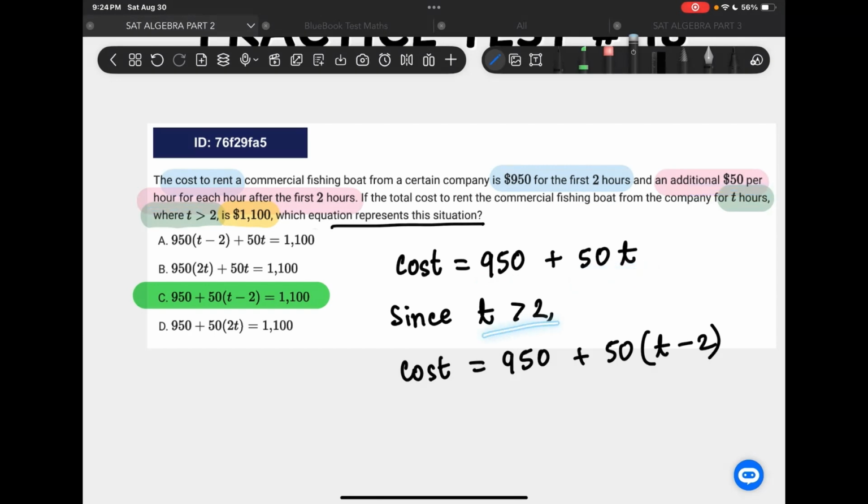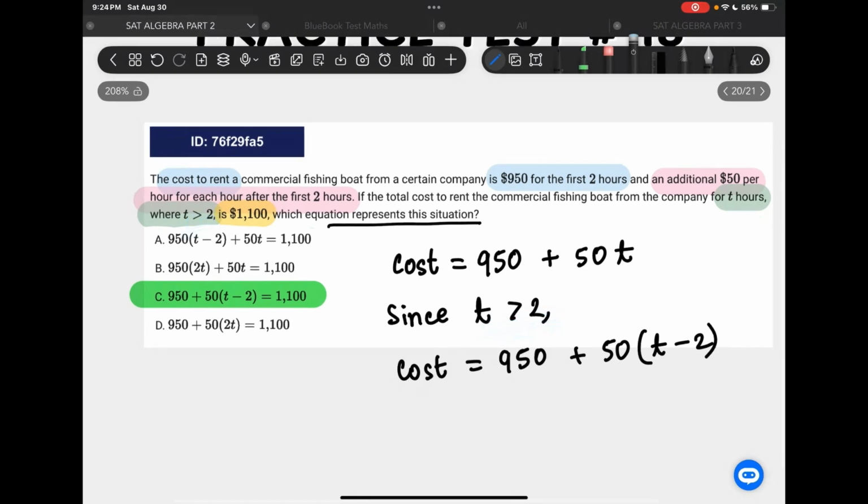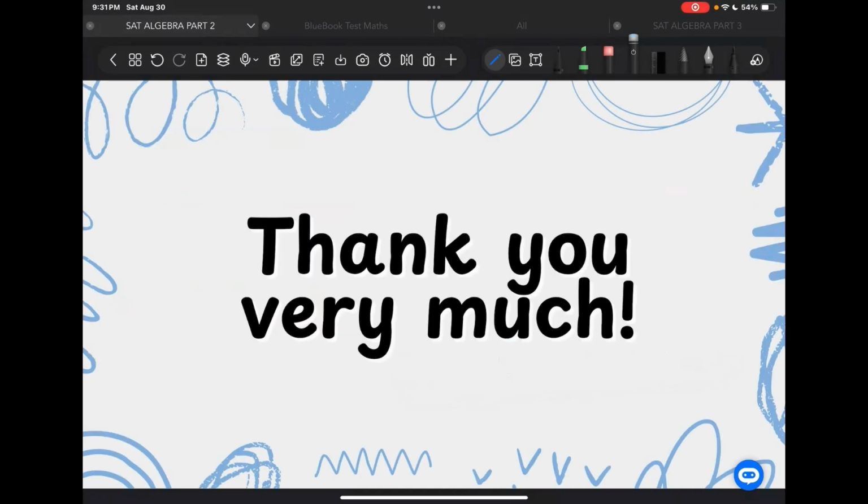Now, since we already know t is greater than 2, we have to subtract the initial 2 hours from this t. Why? Because we are taking 950 for the first 2 hours. We already took this 2 into consideration when we wrote 950. Therefore, we have to subtract this 2 from this t. Therefore, this is our equation. So option C is our answer.